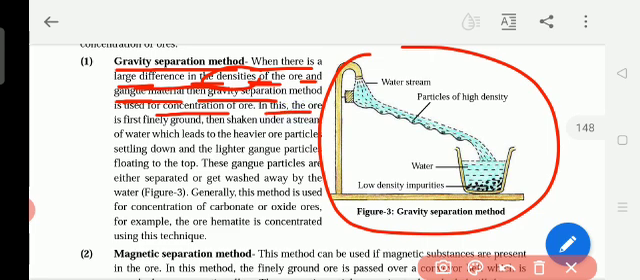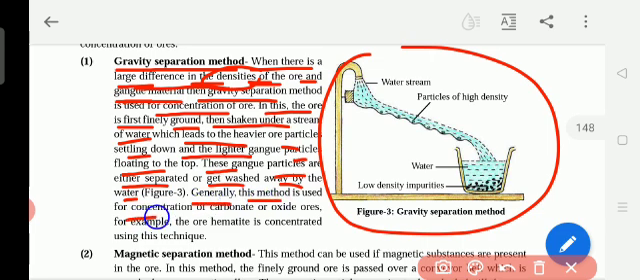In this, the ore is first finely ground. First what they do is grind the ore into powder. For example, ore is a solid material, like rock. First they grind it, then shake it under a stream of water, which leads to heavier ore particles settling down and the lighter gangue particles floating on the top. These gangue particles are either separated or washed away by the water. Generally, this method is used for concentration of carbonate or oxide ores. For example, the ore hematite is concentrated using this technique.